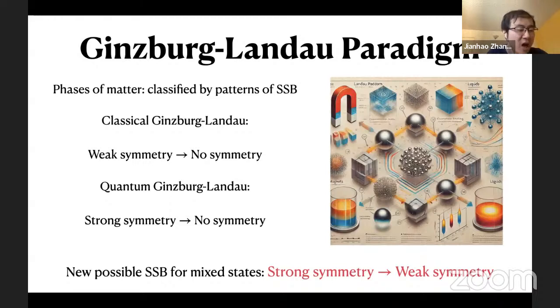Okay, during the past half century, the understanding of spontaneous symmetry breaking has been established in terms of the Ginzburg-Landau paradigm. For example, the classical Ginzburg-Landau paradigm describes SSB in thermodynamic systems, from weak symmetry to no symmetry. On the other hand, the quantum Ginzburg-Landau theory established the theory of quantum phase transitions of spontaneous symmetry breaking that breaks strong symmetry to no symmetry. As I said before, there are different kinds of symmetries, that is, strong symmetry and weak symmetry. So you may ask whether there is any phenomenon that breaks the strong symmetry to weak symmetry spontaneously for mixed states. Yes, here it is. Here is actually what I'm talking about in this talk: strong to weak SSB.